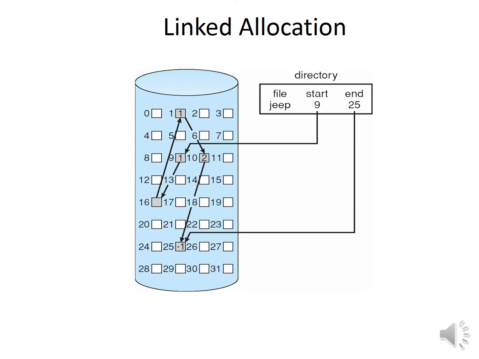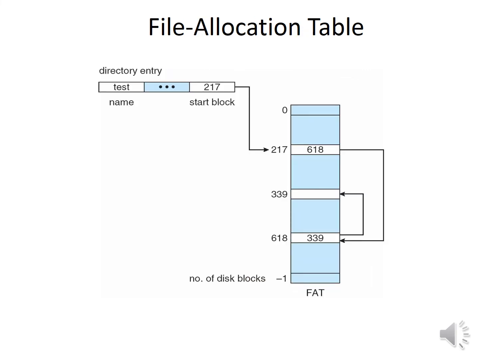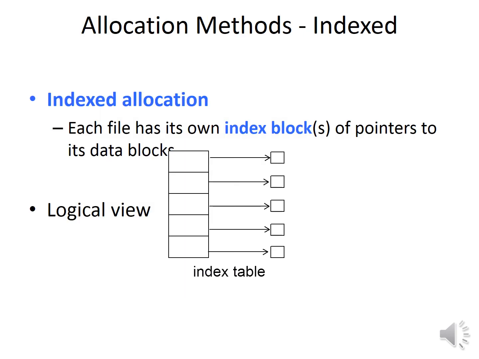In linked allocation, for example, block 16 is linked to 1, and 1 is linked to 6. The file starts at 9 and ends at 25. The file allocation table will have the directory entry name along with the start block, and the last entry will be -1. This allocation method is sequential. That was linked allocation. Next is indexed allocation.